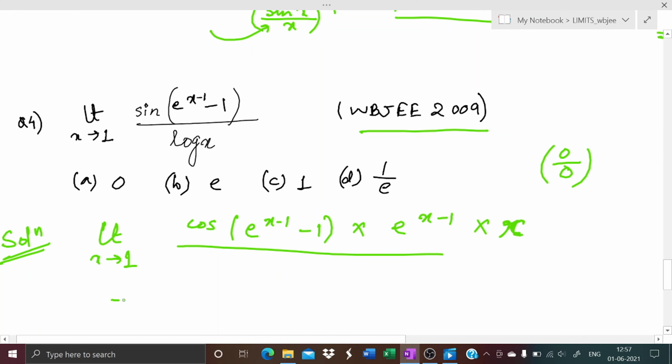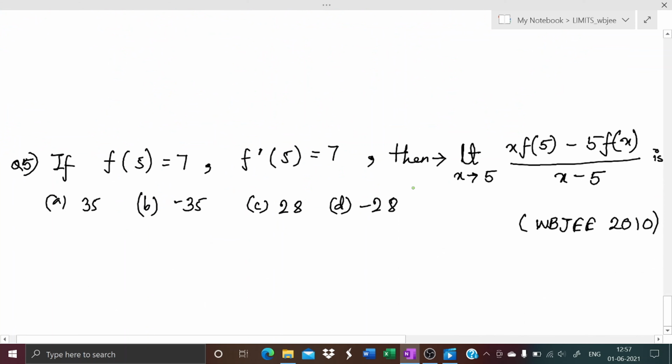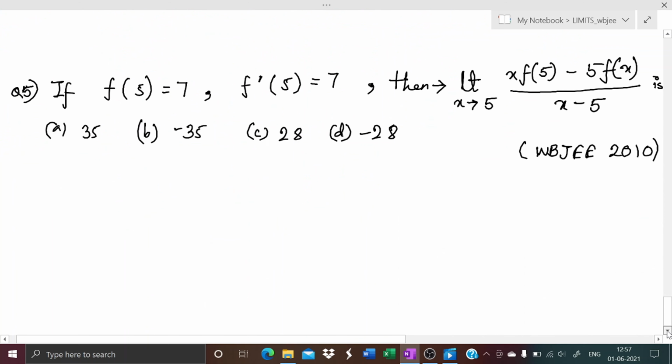now it is reduced, it has no discontinuity, no indeterminate form is been created again. So as x tends to 1, it will be cos 0 into e to the power 0 into 1, that is equals to 1. So this is an easy question. Answer is 1. Next question is from WebG 2010.